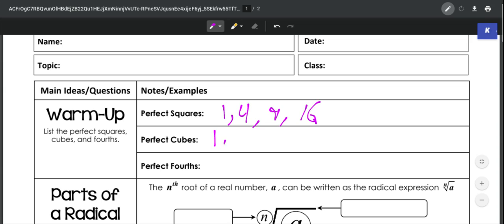So like 1 times 1 times 1 is 1. 2 times 2 times 2 is 8. 3 times 3 times 3 is 27. And then 4 times 4 times 4 would be 64.